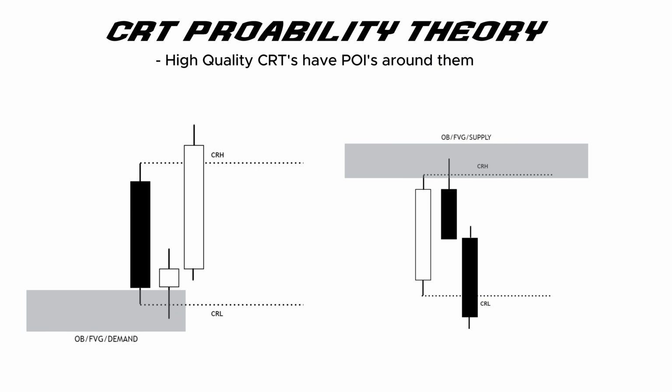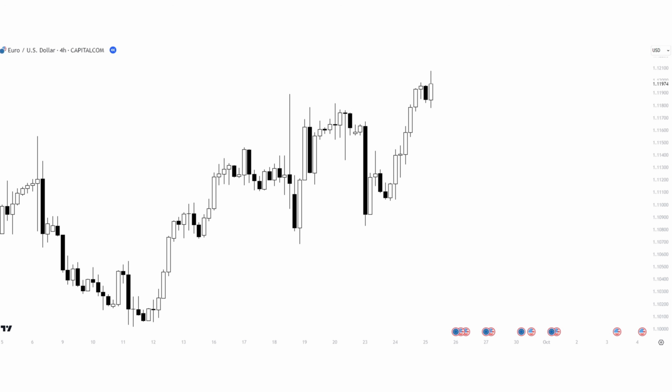And we can get an even higher quality CRT model if the time where this pattern forms is in the following hours. Also keep in mind this is based on the New York time zone. The time is not a necessity, but it improves the probability of the trade. The more rules are aligned, the higher the quality and probability of the setup should be. So let's go into the charts and learn how the candle range theory works.